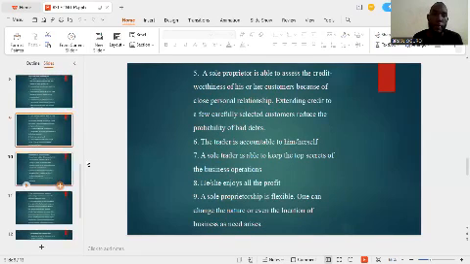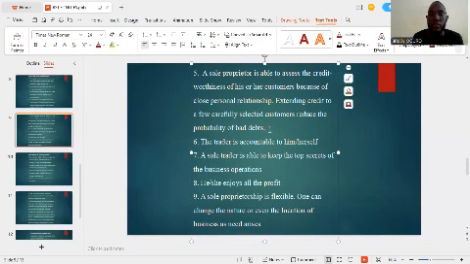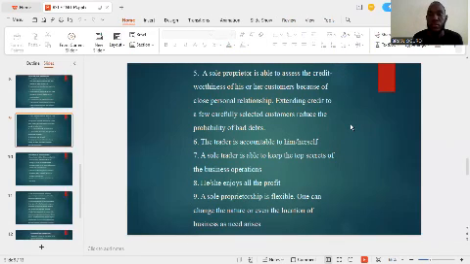We have the fifth advantage of a sole proprietorship is that a sole proprietor is able to assess the credit worthiness of his or her customers because of the close personal relationship. Extending credit to a few carefully selected customers reduces the probability of bad debts. Since you are always in contact with your customers, you know them very well, and you could notice those customers who could pay if they take goods on credit, or those customers who will not be able to pay if they take goods on credit.